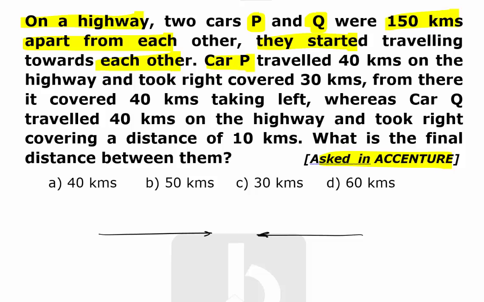Initially, car P has traveled 40 kilometers on the highway and it took a right turn traveling 30 kilometers. From there again covering 40 kilometers taking left. Whereas car Q also has traveled 40 kilometers on the highway and it took a right turn covering a distance of 10 kilometers. So we have to find out what is the final distance between the two cars.